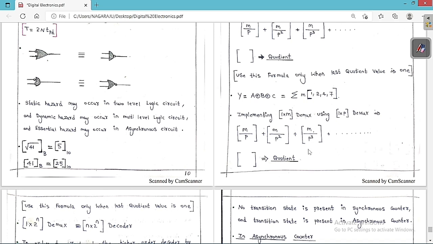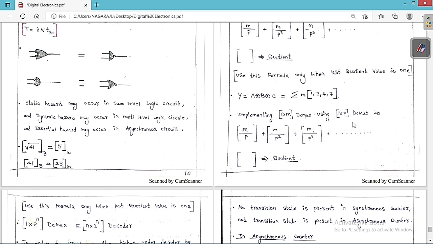So these are the important points that you always have to keep in your mind. This formula is valid whenever the last quotient value is 1. Otherwise you don't have to use this formula. So m is always greater than p. Therefore, implementing the 1 cross m DMUX using the 1 cross p DMUX, this is the formula: m by p plus m by p square plus m by p cube. This bracket indicates the quotient values, and you have to do the summation of these. The last quotient value should always be equal to 1. Then only you have to use this formula.